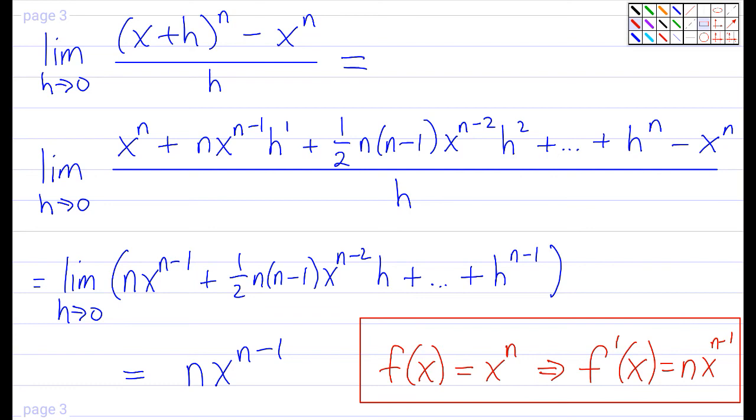Now, we proved this only for positive integer powers of n because we used the binomial theorem to expand this. The binomial theorem doesn't work like this if n is, let's say, negative or if n is a fraction. So right now, this is called the power rule. We're going to see later this power rule works even if n is negative and even if n is a fraction. But for right now, this is what we've got for integer n.